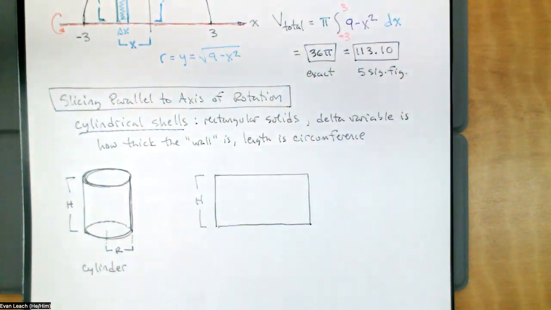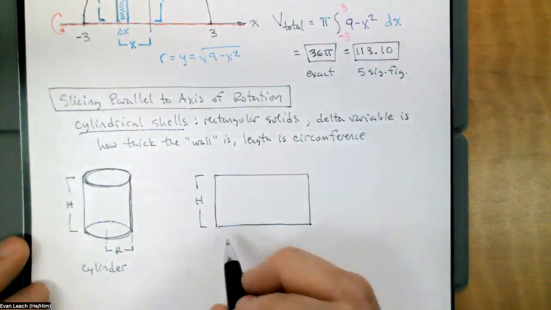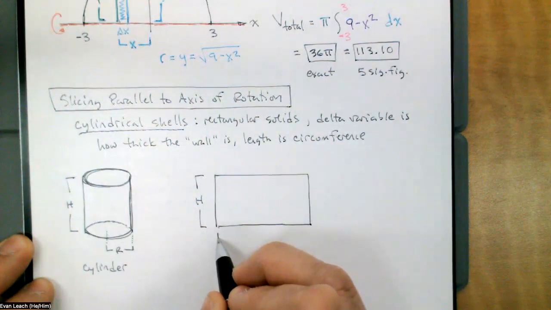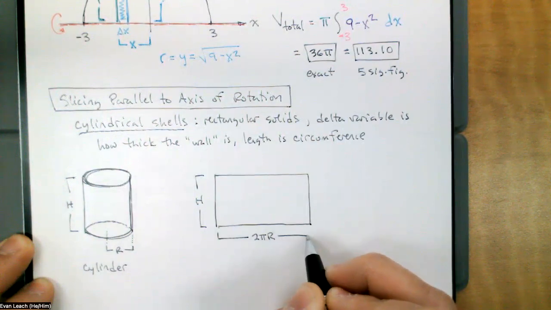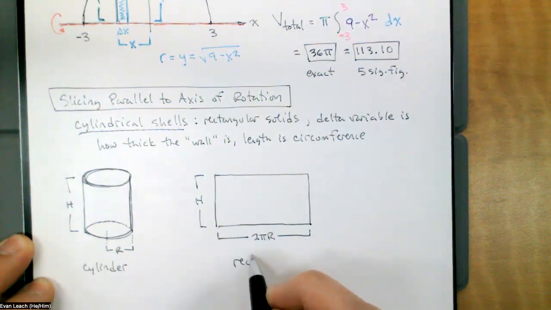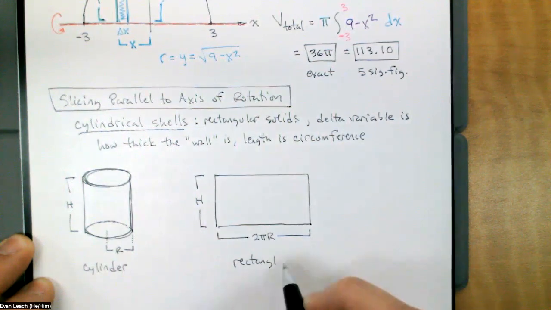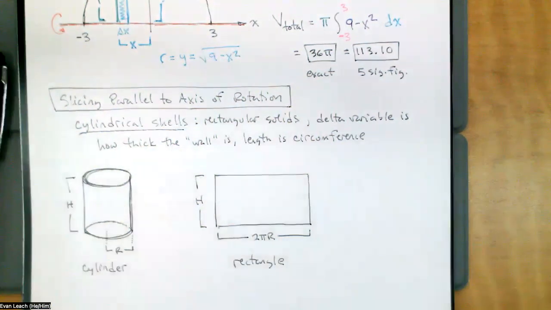When we unroll the cylinder, the height is going to be the same, but the length of our rectangle is going to be the circumference of the cylinder. So if the radius of the cylinder is r, when we unroll our cylinder into a rectangle, the length will be 2 pi times r. Right now, we just have an area.